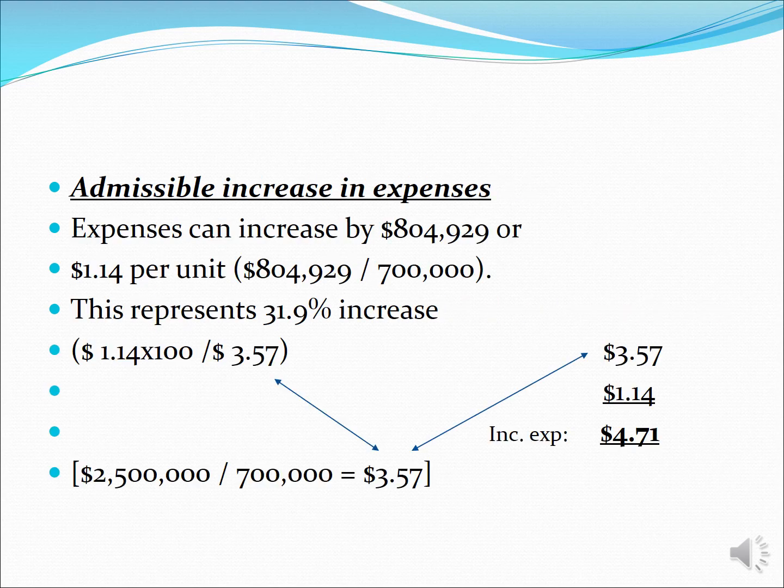Finally, we consider the admissible increase in expenses. So expenses can increase by $804 or $1.14 per unit. So this represents 31.9% increase, and revised increase in expenses is 4.71. So the permissible increase in expenses is $1.14 per unit.